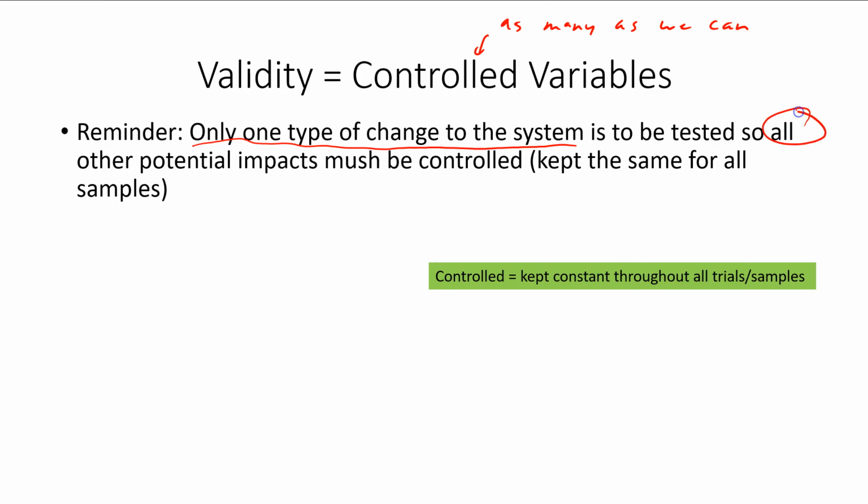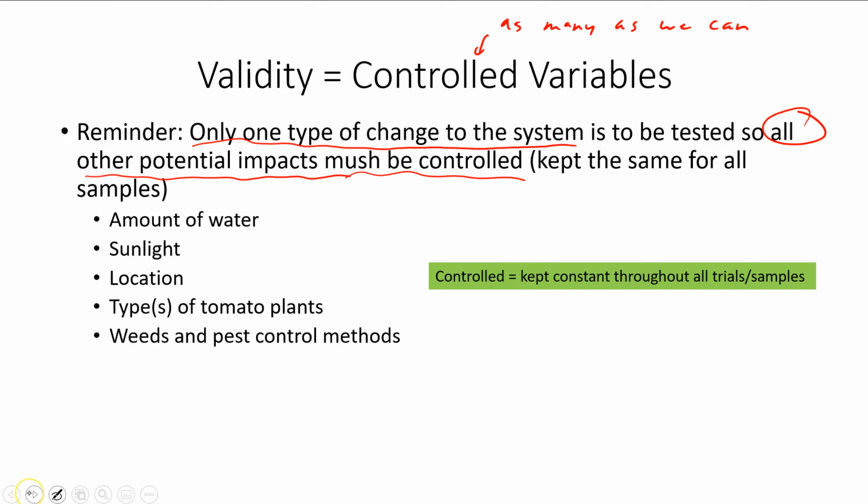All other potential impacts must be controlled. Okay, so what does that mean? So anything that might increase or decrease the growth of my tomato plants or my production of tomatoes in my garden, right? All other things that might impact that production need to be kept the same. So all of my tomato plants would need to receive the same amount of water, right? They would all need to be in probably the same general location so that they're getting the same amount of sunlight, right?